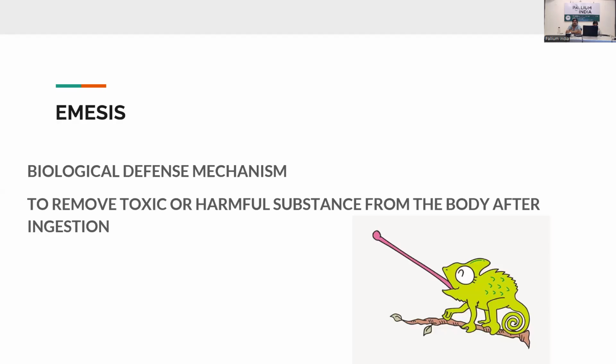So, what is emesis? Emesis is defined as a biological defense mechanism to remove a toxic or harmful substance from the body after ingestion. I have shown the picture of a chameleon, right? What's the peculiarity of a chameleon? A chameleon changes its color to protect itself from enemies. Like that, our body also has a defense mechanism. When you take a harmful substance accidentally, our body will expel it. Instantly it removes it by vomiting. So, it is a defense mechanism.